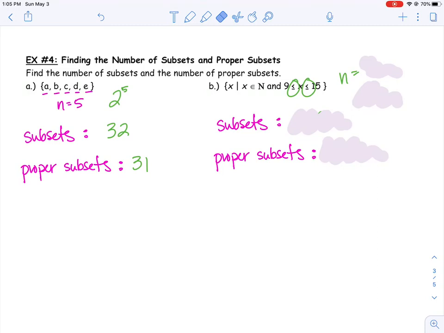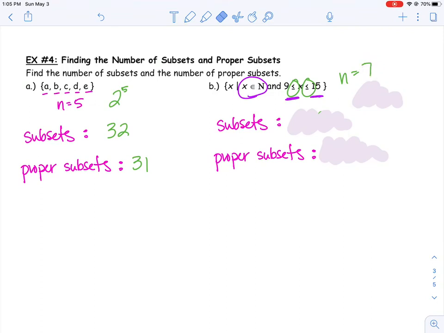Okay, so for part B, I have the set of all x's such that x is, do you remember these notations? X is an element of the natural numbers, remember 1, 2, 3, and on, where x is greater than or equal to 9, but less than or equal to 15. That's 9, 10, 11, 12, 13, 14, 15. I got 7 elements, did you?